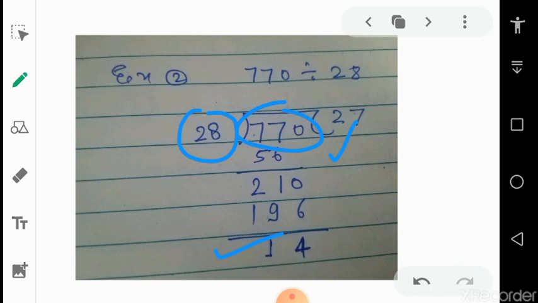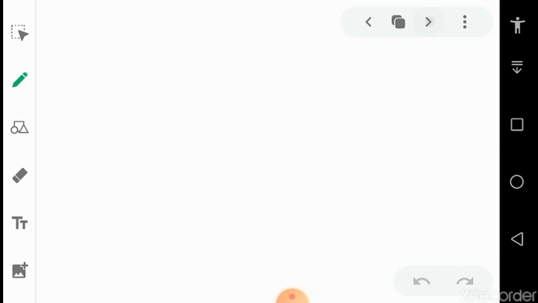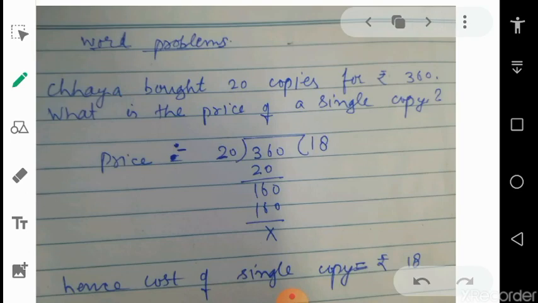So this is all about the division process. In this way you will divide the numbers. Okay, next one is the word problem, quite easy but important.